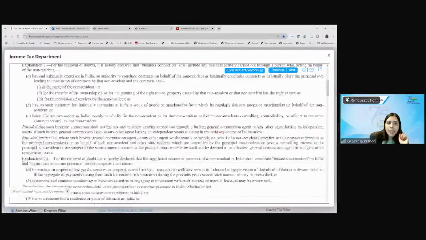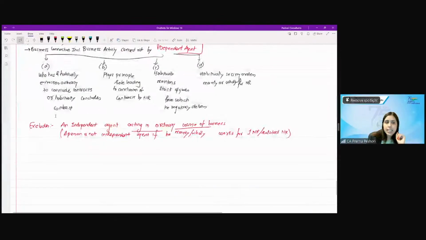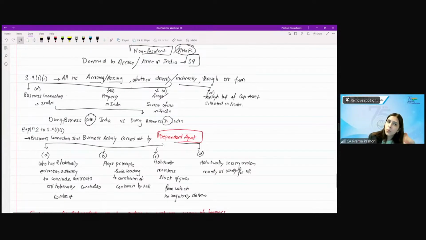There is this Explanation 2A also included. Before we move towards Explanation 2A, let me give you a brief background. What did I say here? Is there a difference between doing business with India versus doing business in India? And all of you said, yes, there is a difference.